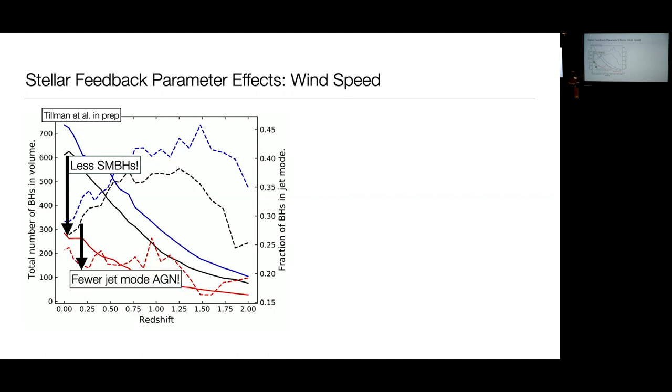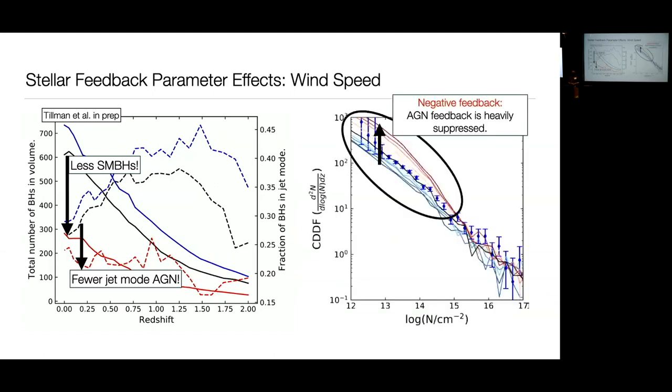You also have fewer AGN in the jet mode. So overall, you should see negative feedback. That's pretty intuitive, and that is what happens. You have more neutral hydrogen in the box when you increase the supernova wind speed because your AGN jet feedback can't really operate the way that it was.